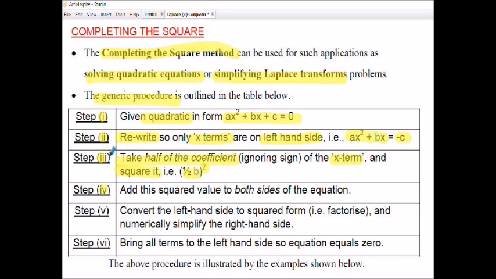Step 4, we're going to add this squared value to both sides of the equation to keep the balance of the equation. Step 5, we're going to convert the left hand side of the equation into a squared form. We're going to factorize it, in other words, and we're going to numerically simplify the right hand side of the equation, just adding the values up. Step 6, we're going to bring all the terms back to the left hand side of the equation, so the equation equals 0. I will also show you how to solve the equations to find the roots in some examples.